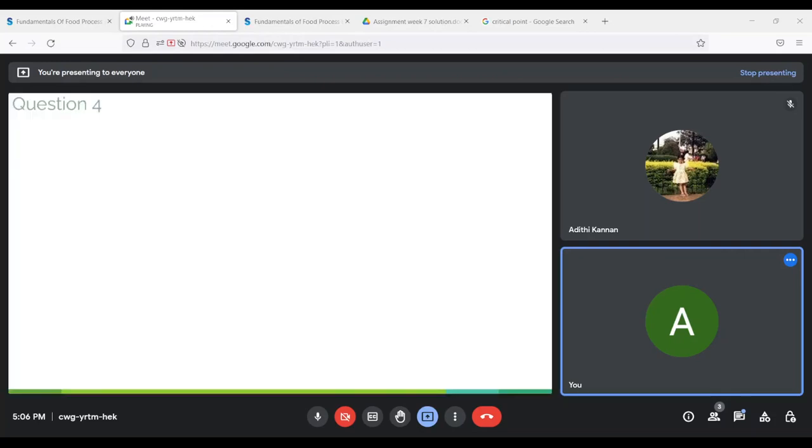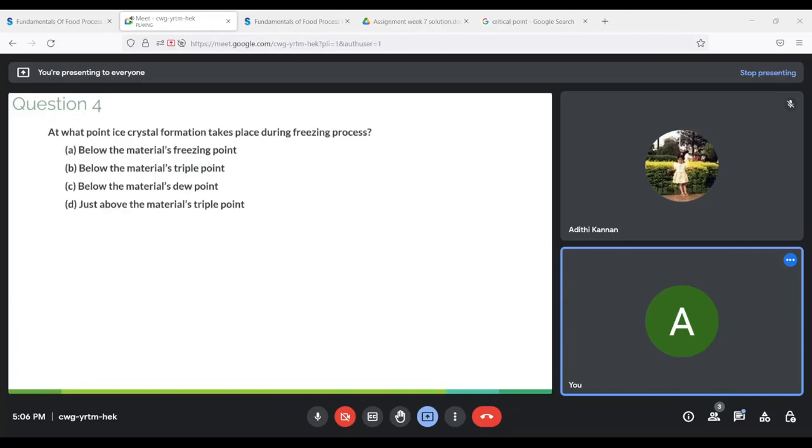So moving on to question 4. At what point does ice crystal formation take place during the freezing process? A. Below the material's freezing point, B. Below the material's triple point, C. Below the material's dew point, and D. Just above the material's triple point. So you need to understand the difference between these three temperatures: one is the freezing point, B the triple point, and C the dew point.